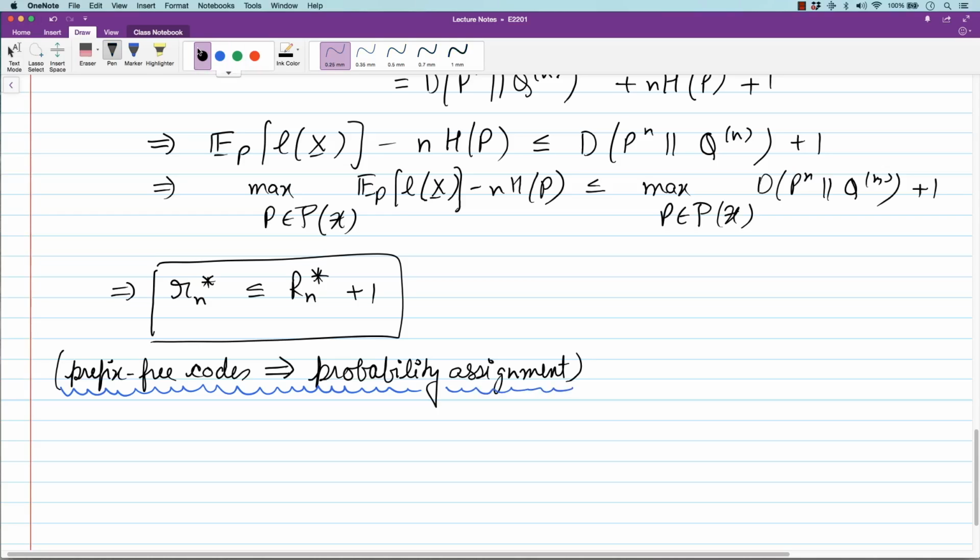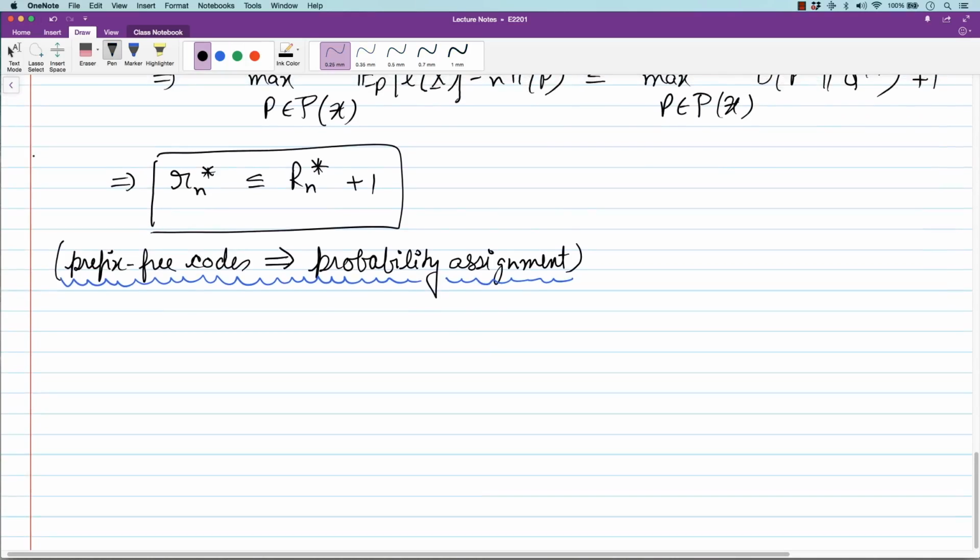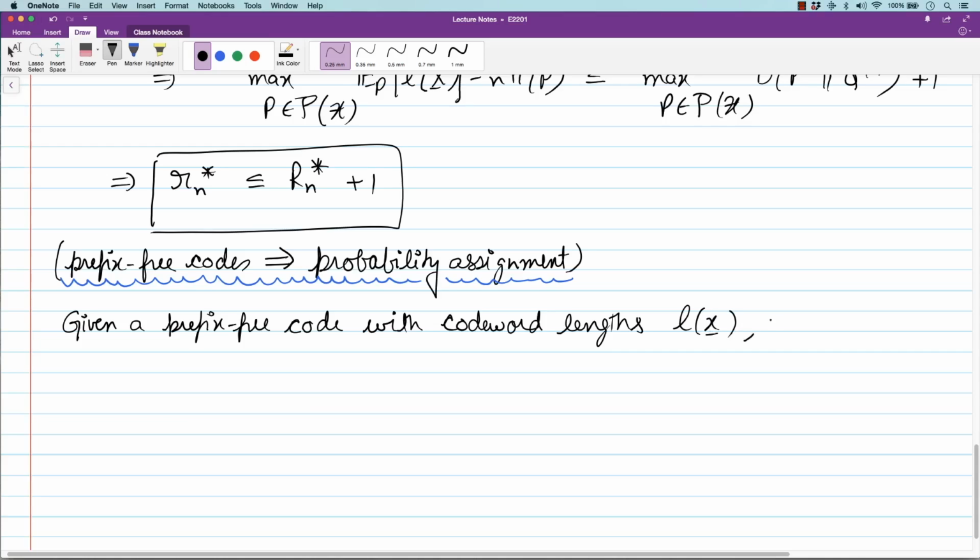Okay, so how do we show this? How do we find a probability assignment given a prefix free code? Once again, a prefix free code can be expressed by just lengths which satisfy Kraft's inequality. So given a prefix free code with codeword lengths Lx, consider, so now I have to find a distribution associated with these lengths.